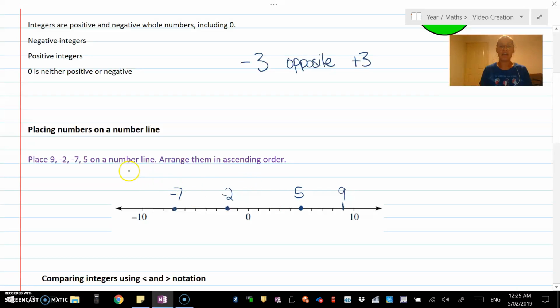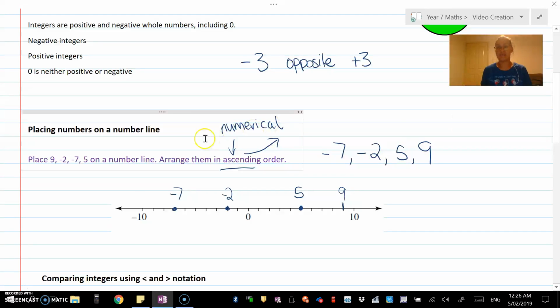And now once I've got them on a number line, I can arrange them in ascending order. So ascending, remember, is like going up. So I'm going to take my numbers. It's going to be -7, -2, +5, and 9. You may even see the word numerical in your textbook, and that just means the numbers in counting order, so ascending.